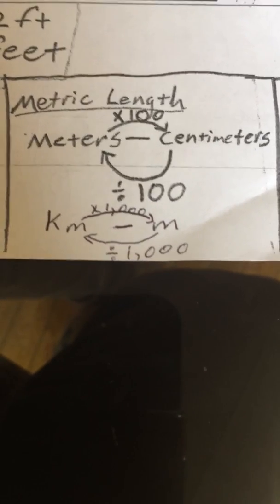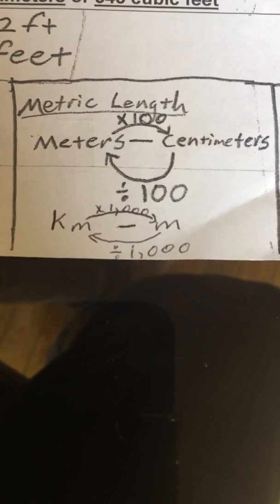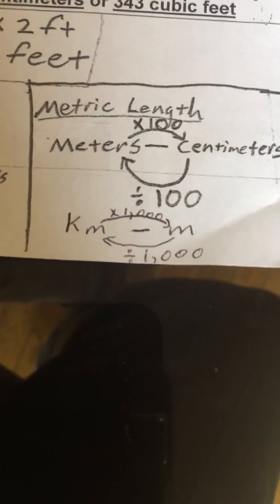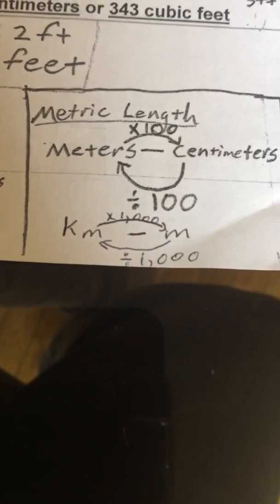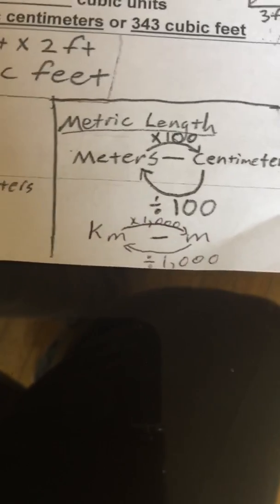KM hyphen M. So if you're going from kilometers to meters, you're going to do times 1,000, and if you're going to go from meters to kilometers, divide by 1,000. And remember that, so please copy that down and put this on your study sheet.